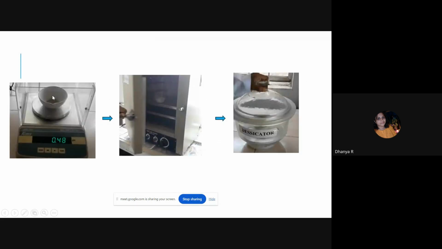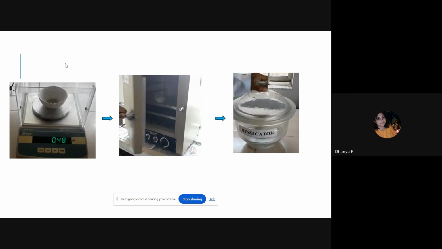So this is the crucible. After keeping it in a weighing balance and taring it, you have to accurately weigh 10 gram of sample. The 10 gram is not mandatory. You can take as much as needed. Then 10 gram of this sample is taken.